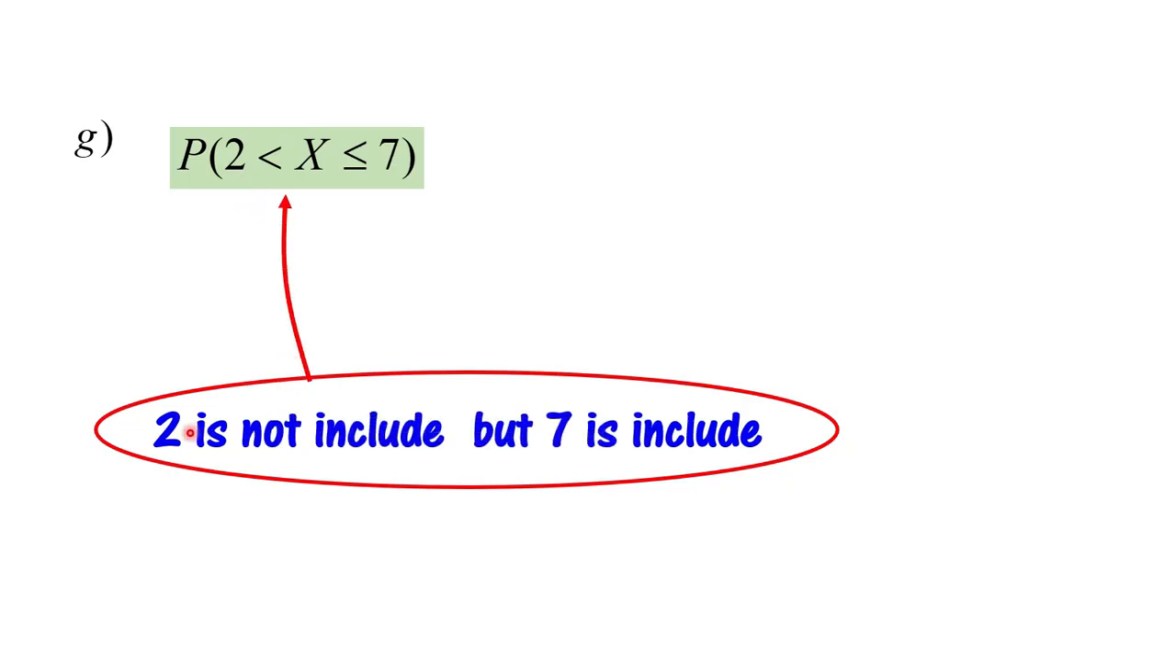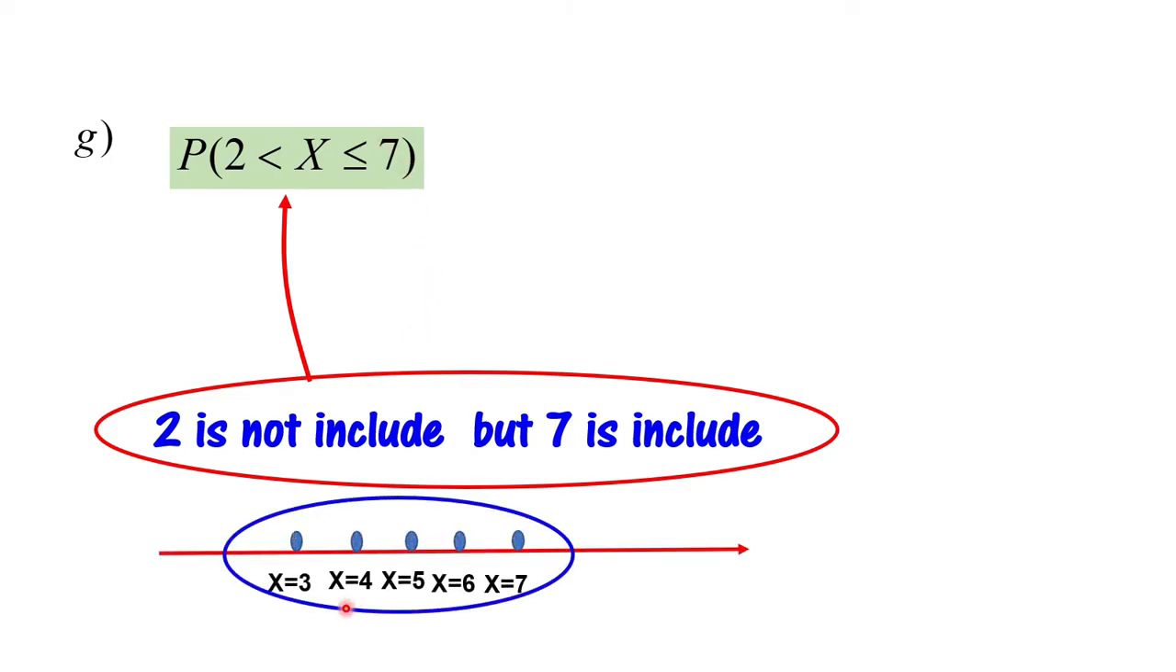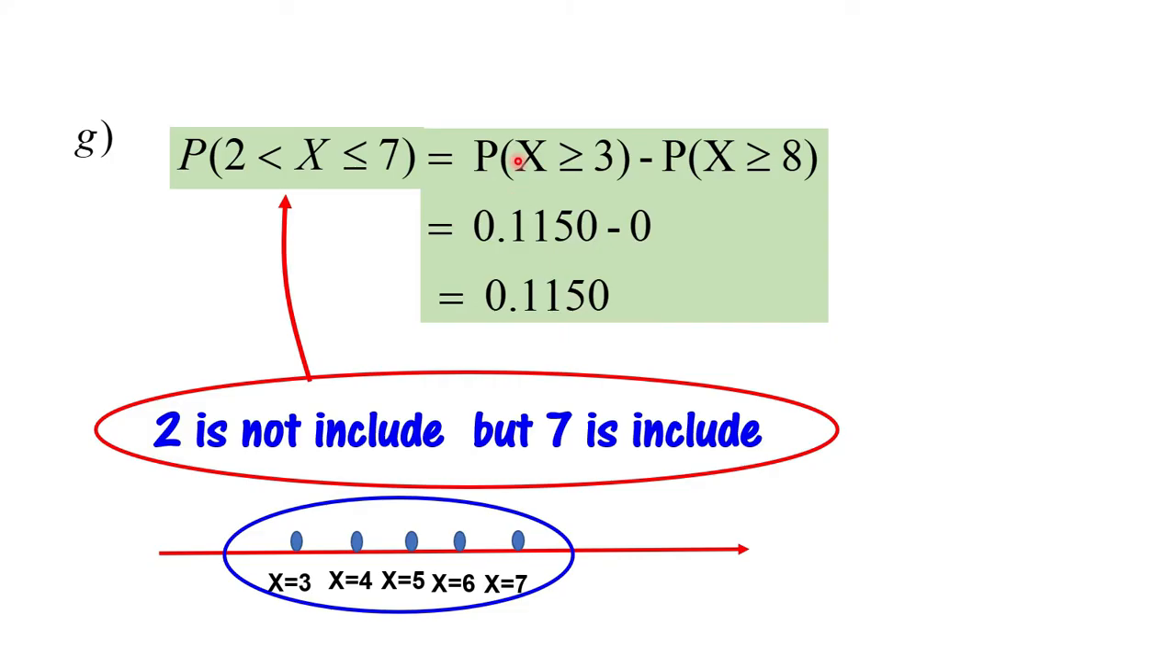Okay, now we continue with G. Probability x more than 2, less than or equal 7. Please take note that 2 is not included, but 7 is included here. It means the question asks for the probability at x equal to 3, 4, 5, 6, and 7, these 5 values. Then, to use the table, you need to find the probability x more than or equal 3 minus probability x more than or equal 8, because 7 is included here. So you need to minus 8. The answer is 0.1150 minus 0, and the final answer is 0.1150.